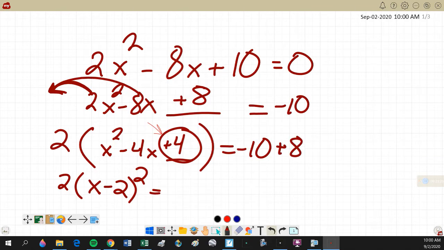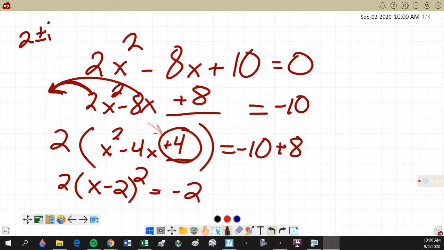And then this would be negative 2. And then I would divide by 2, get negative 1. I would take the square root and get plus or minus i, and I would add 2, and I get 2 plus or minus i. Okay, that was super fast, but do you guys understand the leading coefficient problem?